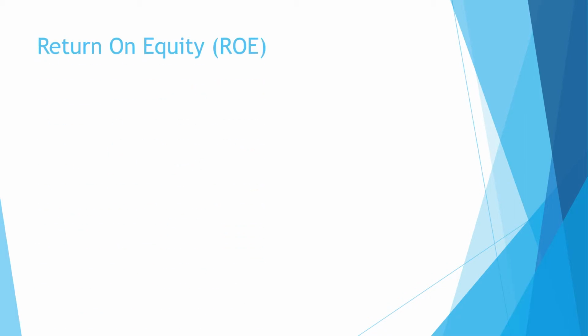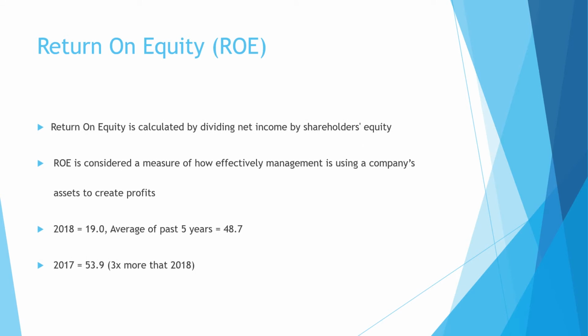Return on equity or ROE. Return on equity is calculated by dividing net income by shareholders' equity. Return on equity is considered a measure of how effectively management is using a company's assets to create profits. In 2018, the ROE was 19, and the average for the past 5 years has been 48.7. In 2017, the ROE for Campbell Soup was 53.9, which is 3 times more than that of the ROE of 2018.